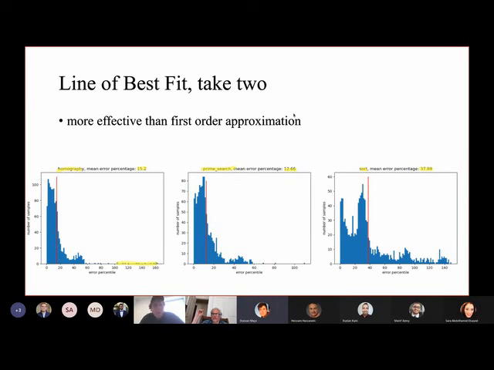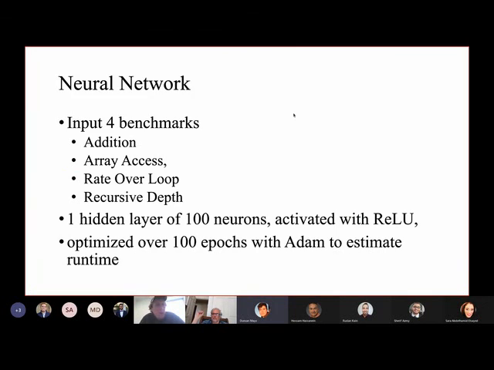The next method that we used was a neural net. And this considered the benchmarks independently. So it had 4 inputs for each benchmark. It had a hidden layer of 100 neurons activated with ReLU, and we trained this over 100 epochs across our data set of 1,200 data points with Adam to estimate the runtime.